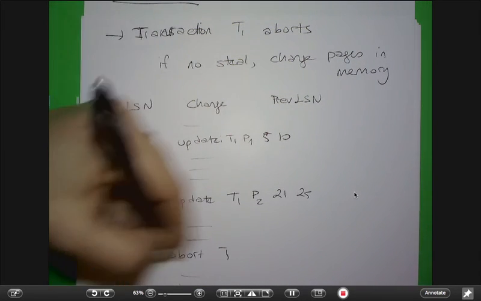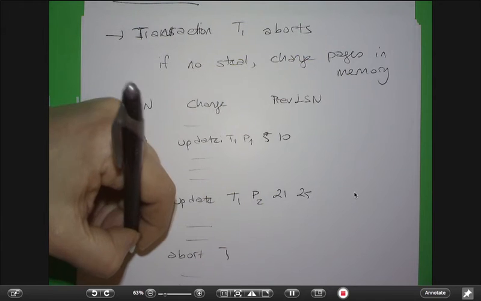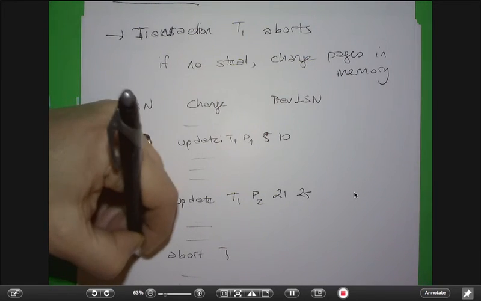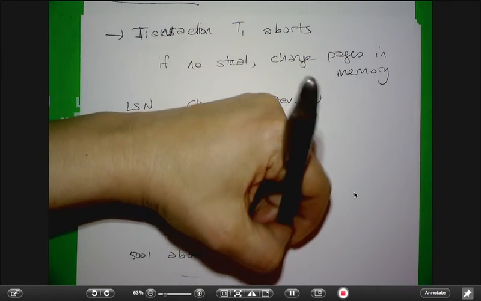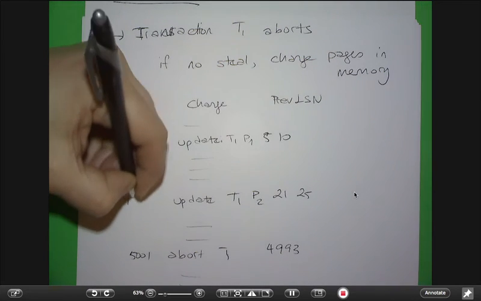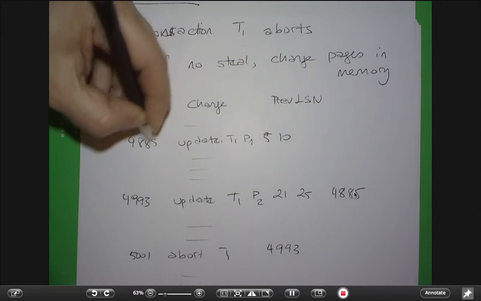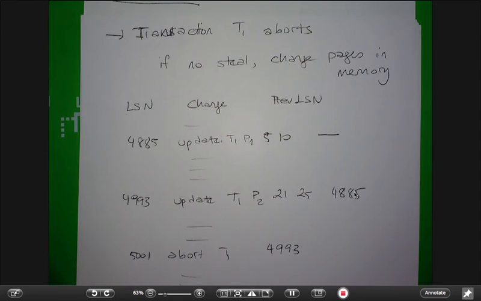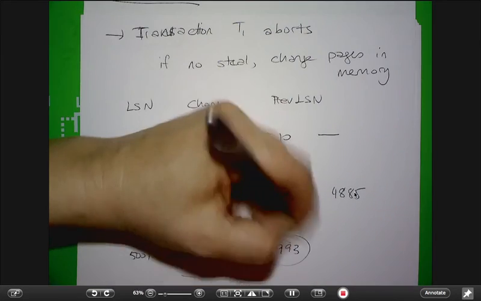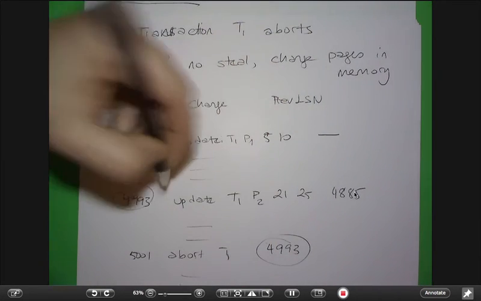And basically, when I have an abort, it has a log sequence number. Let's say this is 5001, and the previous one was 4993. So this is 4993. The previous one was 4885. So this is 4885. And then this is nothing, right? So I decided to abort T1. And the previous thing it did was 4993. So now I have to travel back in my log and say, okay, go to 4993.